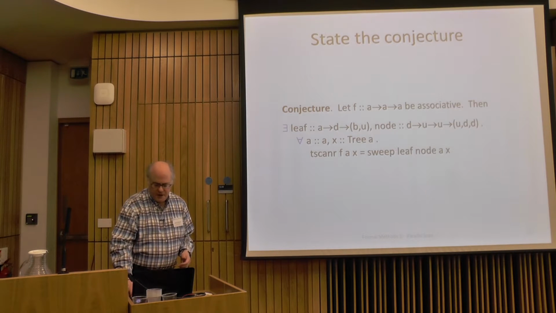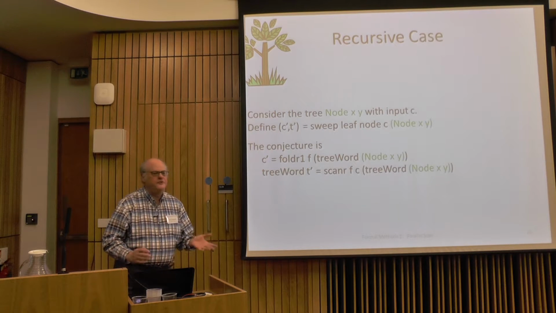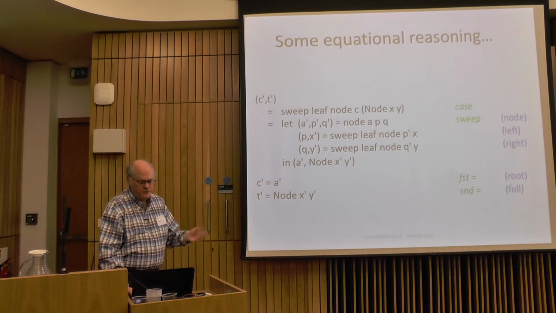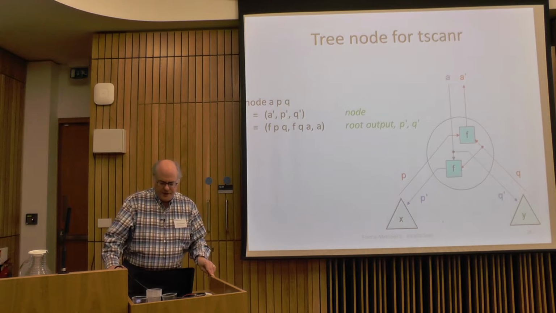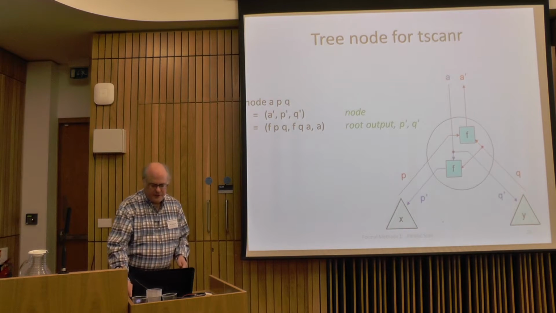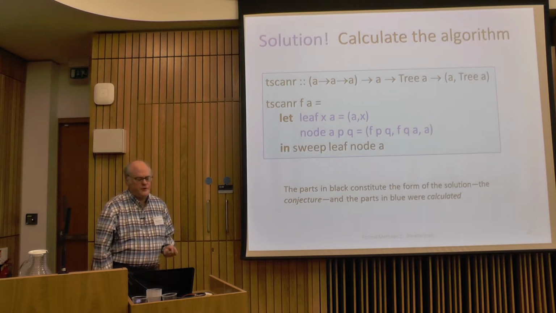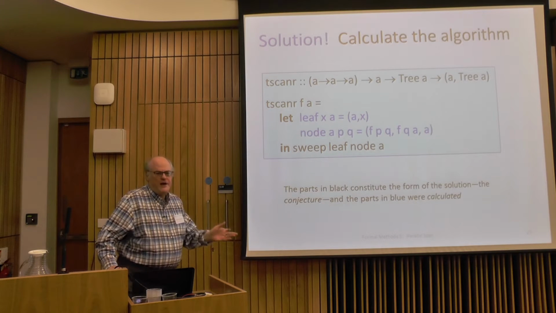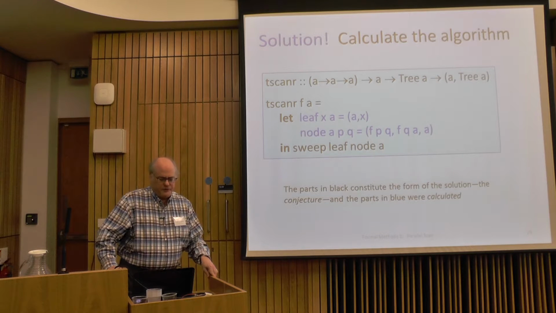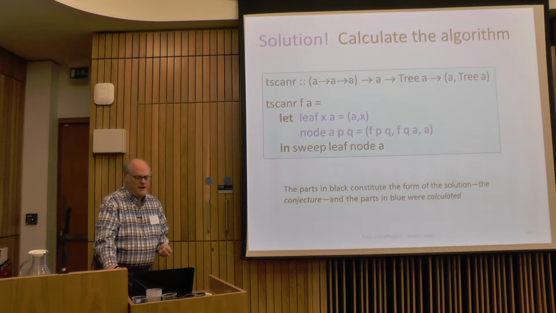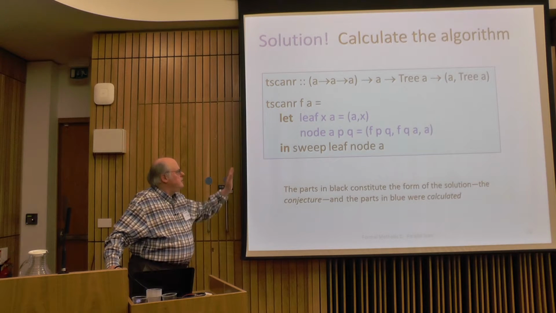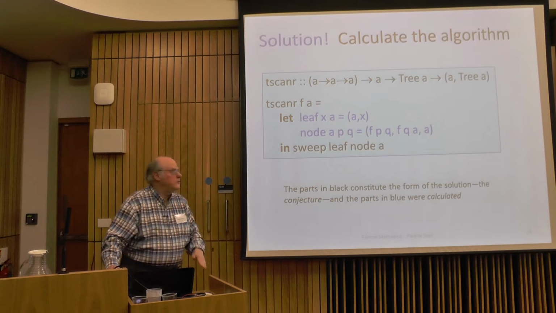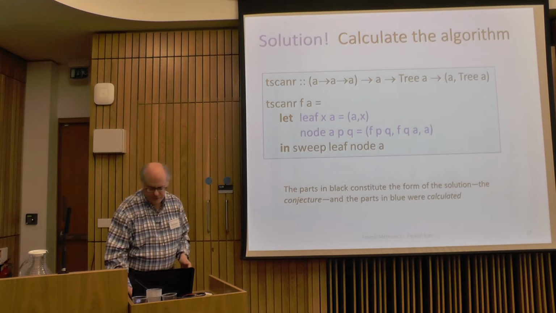And there's a number of slides of equational reasoning, which I'll skip over, and we end up with the solution, which is depicted here. And here is the final result. So if you're going to do T-scan-R, which is one of these combinators, and if you're going to do T-scan-R F, A, it can be done by a sweep in 1 clock cycle, and the leaf and node functions are defined as well. So the blue stuff there was derived.